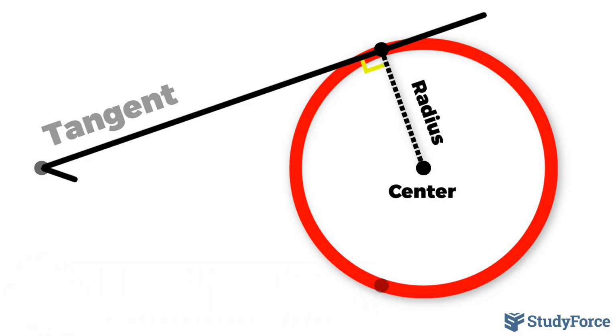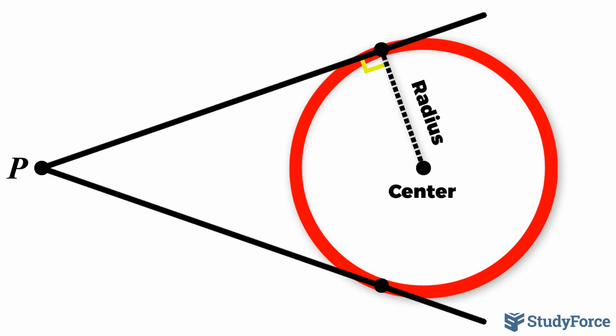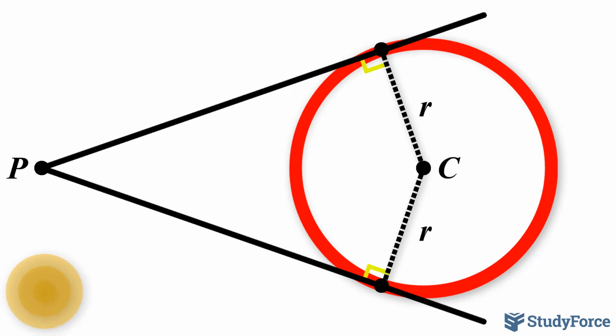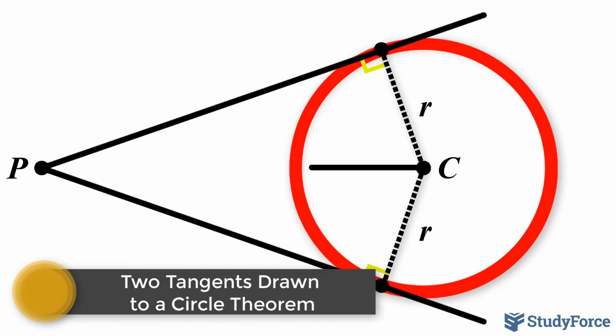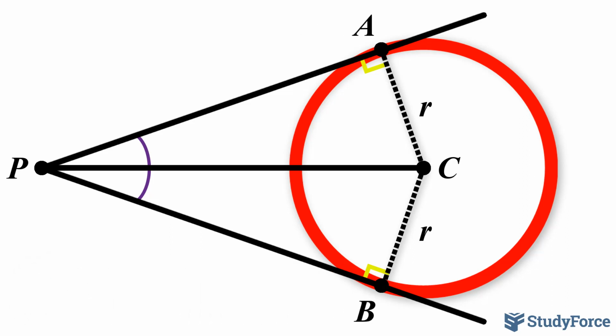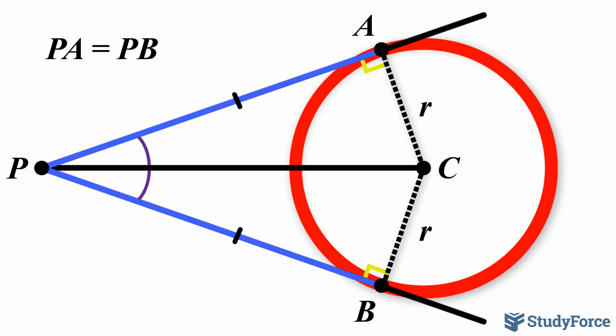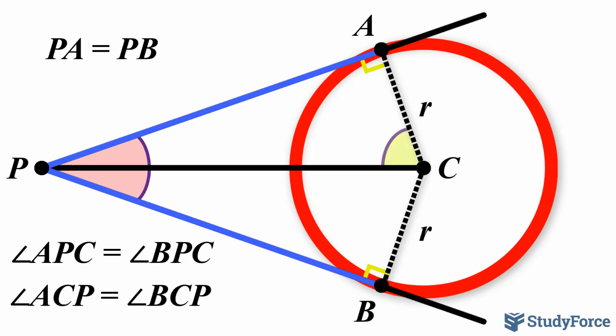If we were to draw a second tangent from the same point outside the circle, it will make equal angles with a line drawn from the circle center to the external point. The distances from the external point to each point of tangency are equal. Here, PA equals PB. Also, angle APC equals angle BPC, and ACP equals BCP.